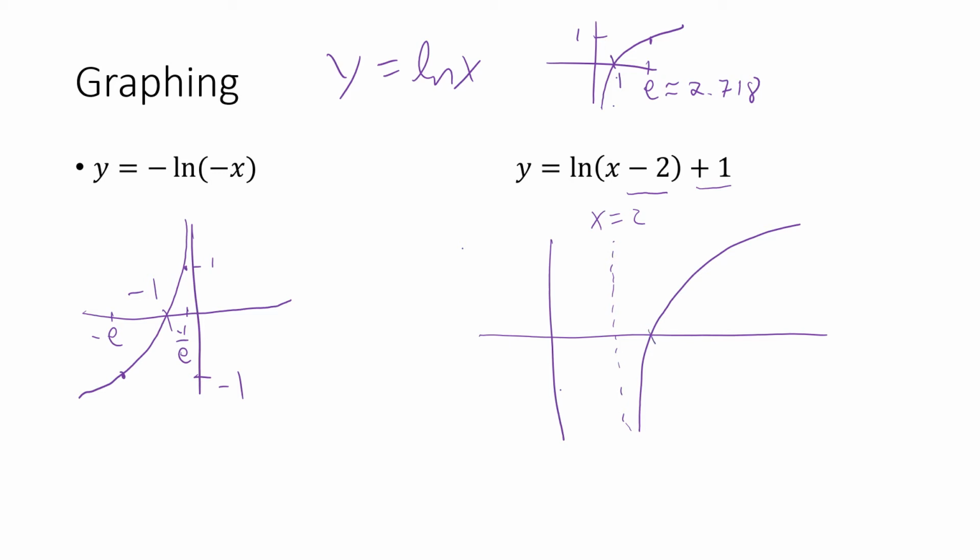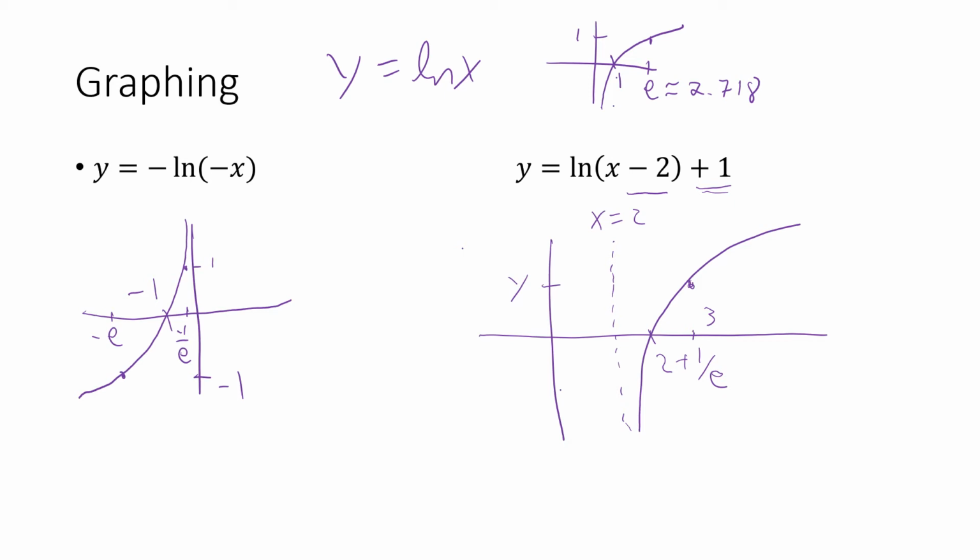And now I can ask, where's my x-intercept going to be? Well, because I've been vertically shifted up by 1, it should happen where the log part equals minus 1, right? So that means x minus 2 should equal 1 over e. So this is going to happen at 2 plus 1 over e, about 2 1/3. It's easier to find the point where x is 3, where y is going to equal 1.